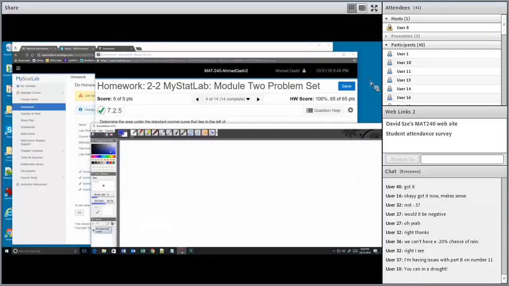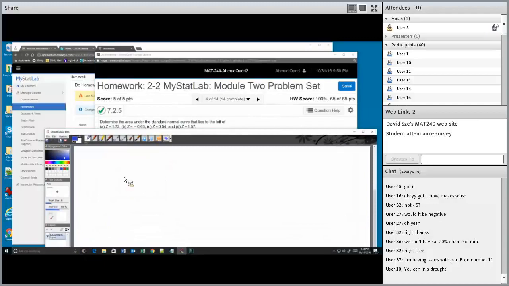So let's do these problems. All right, the first one, I'm going to draw this real quick. I want to cover at least 10 problems tonight. Here's part A. I want to determine the area under the standard normal curve. They actually told you a standard normal, so you should already know that mean is 0, standard deviation is 1. That lies to the left of z 1.72. So first of all, you have to draw the 0 line, right? So I'm going to draw the 0 line here.